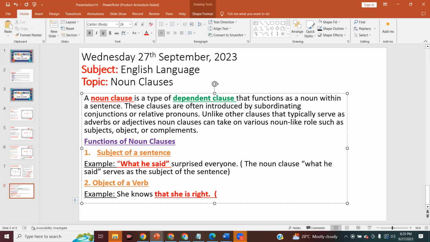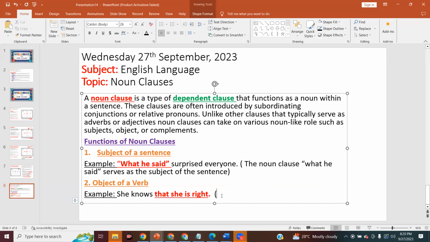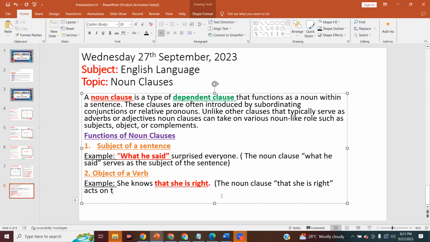Okay, so let's break this down. So the noun clause, that she is right, acts as the direct object of the verb knows.